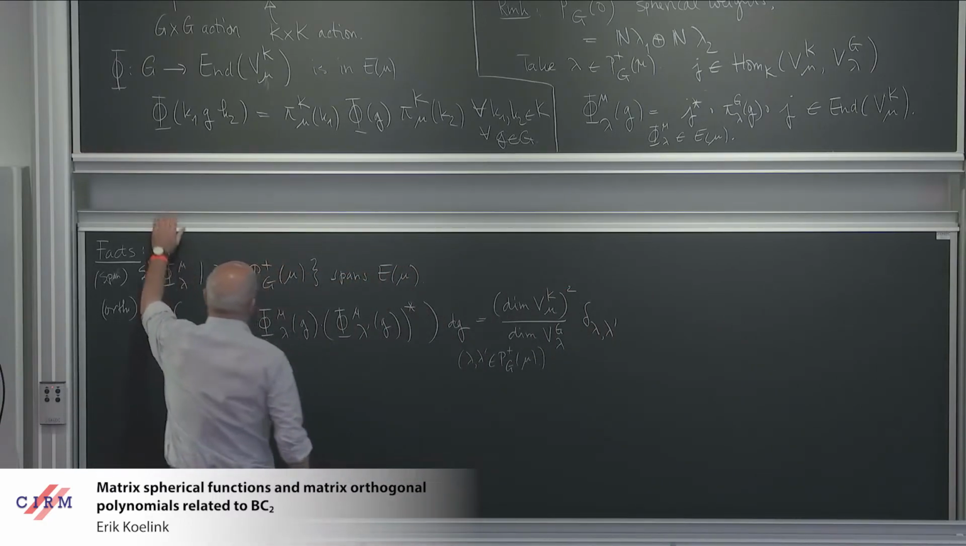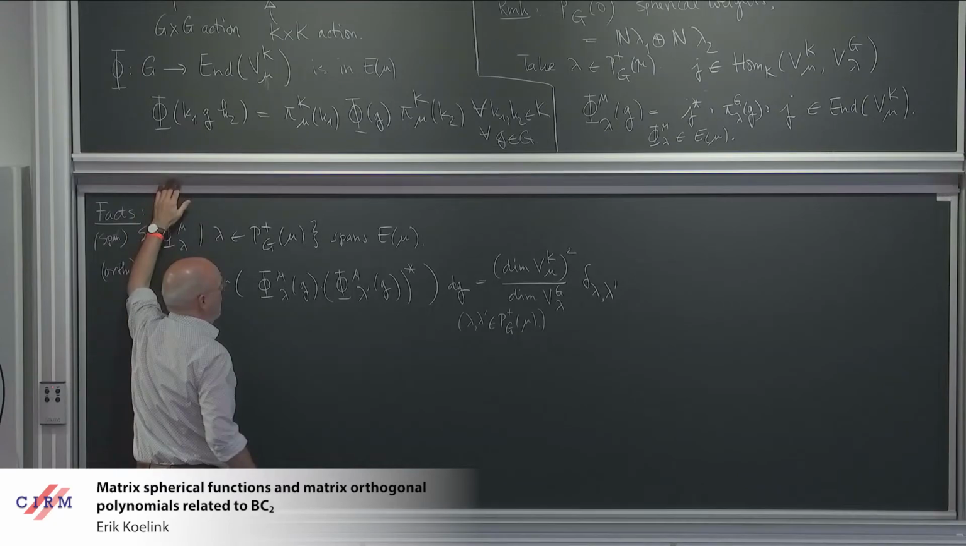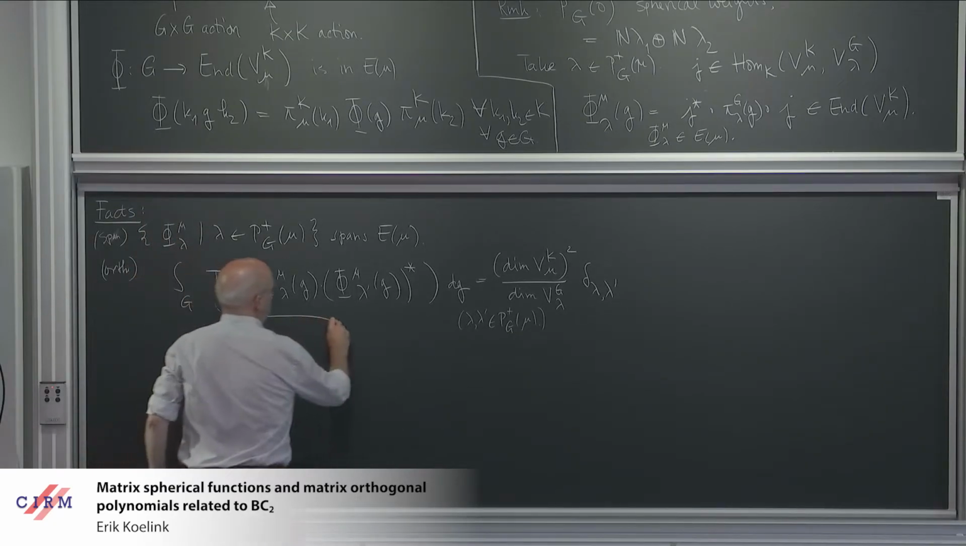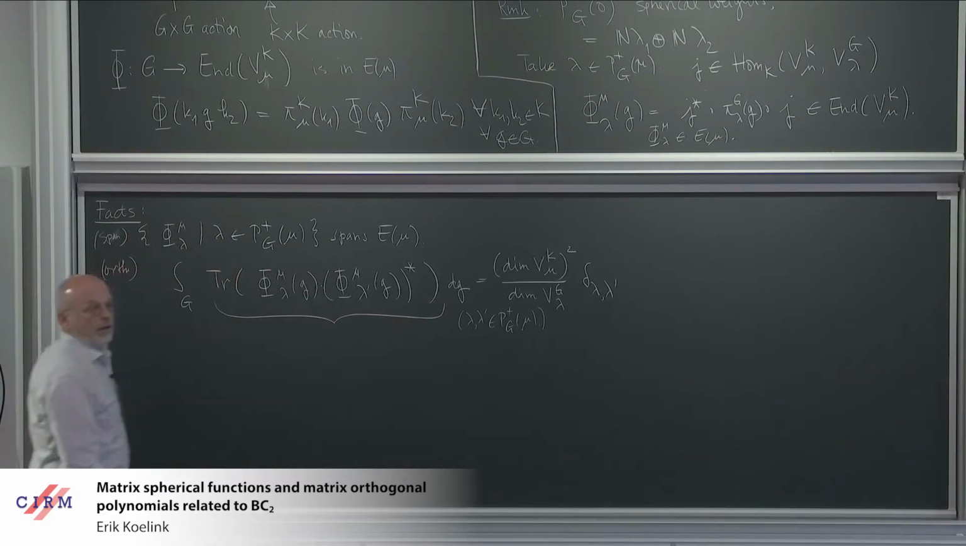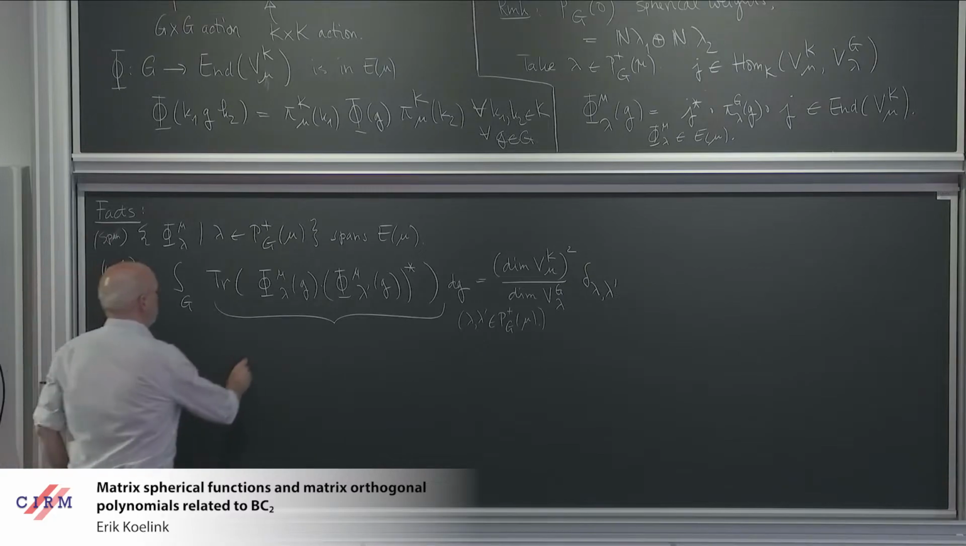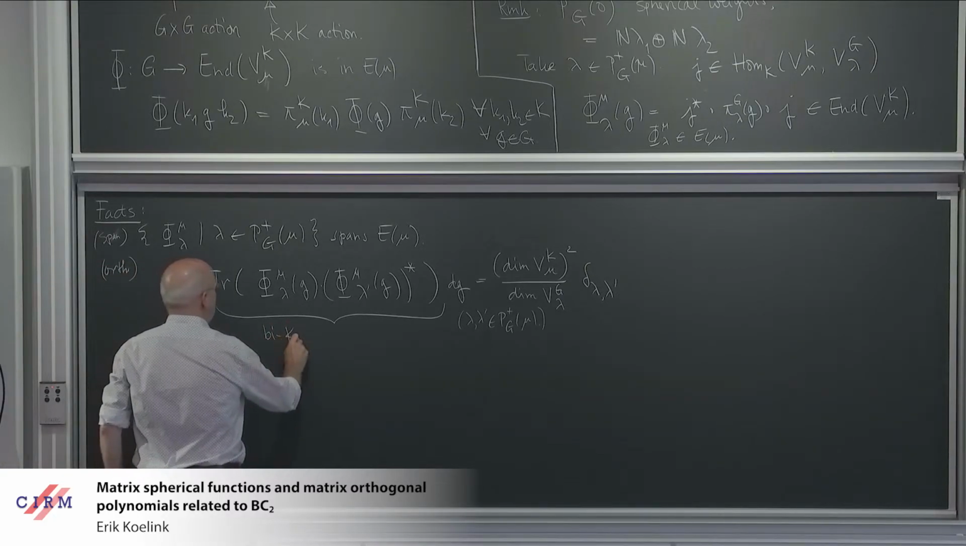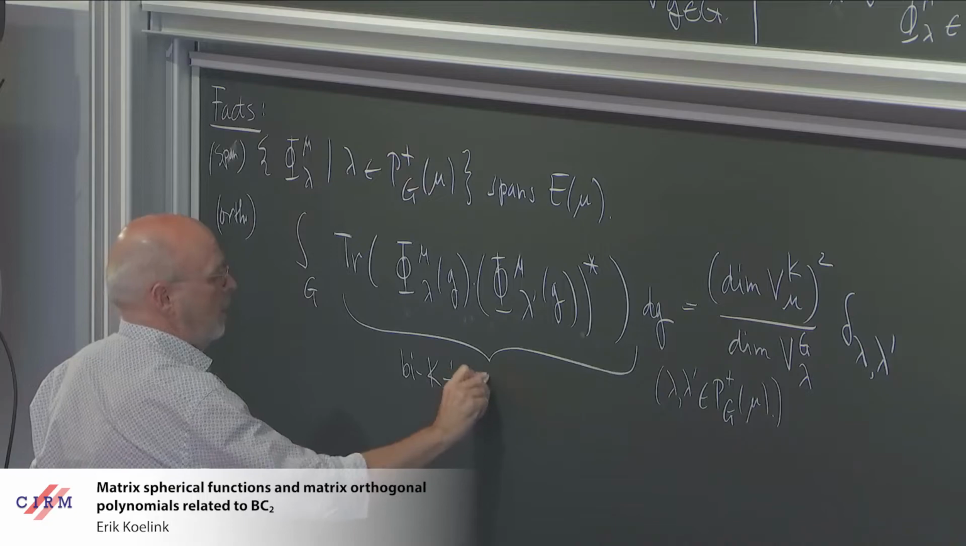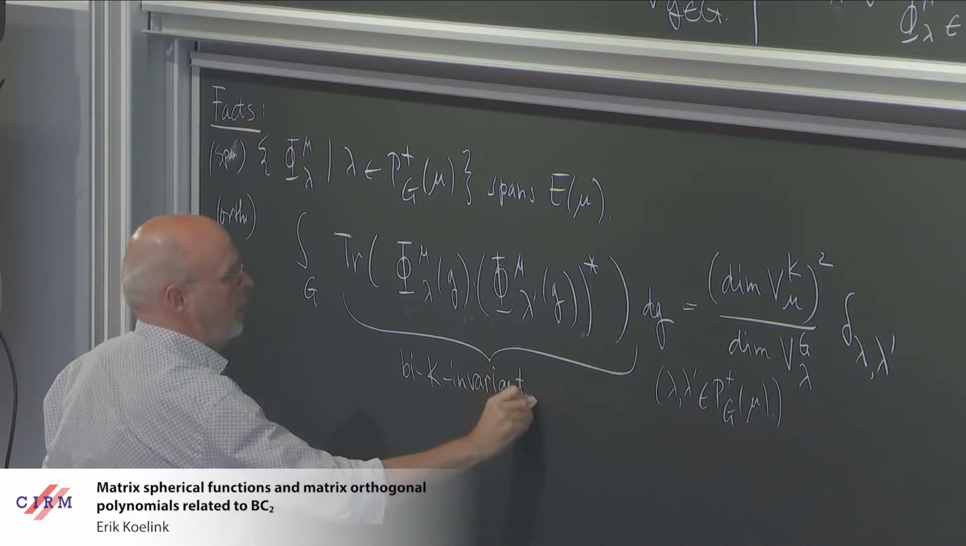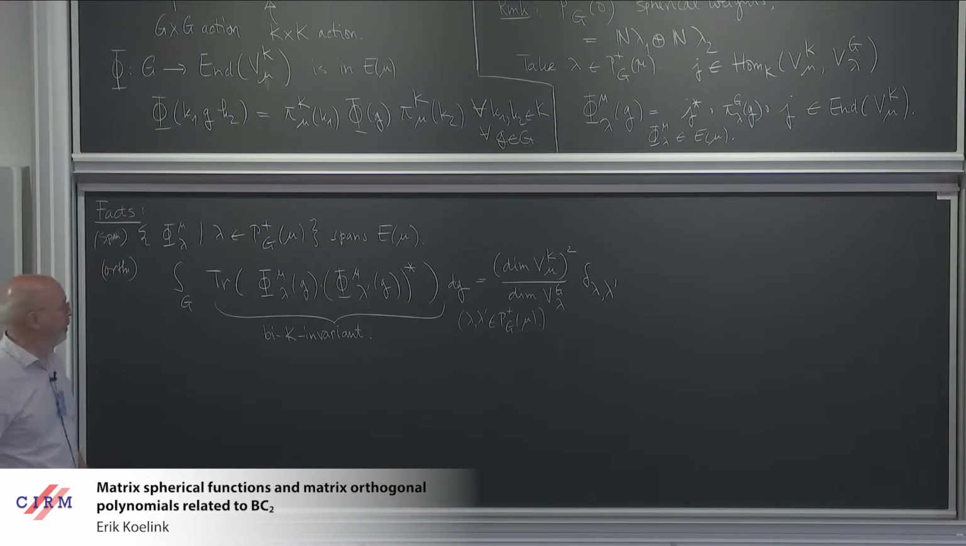And what is maybe important to observe is that this function here is actually bi-k invariant. And that's why you need this adjoint here.